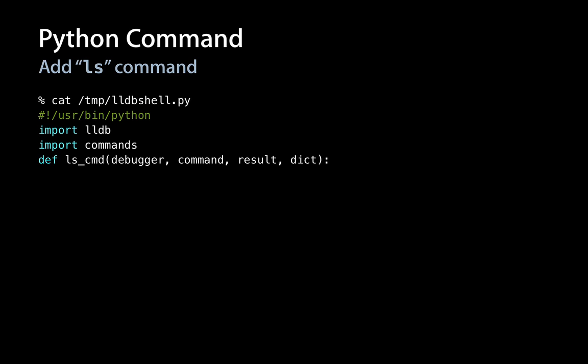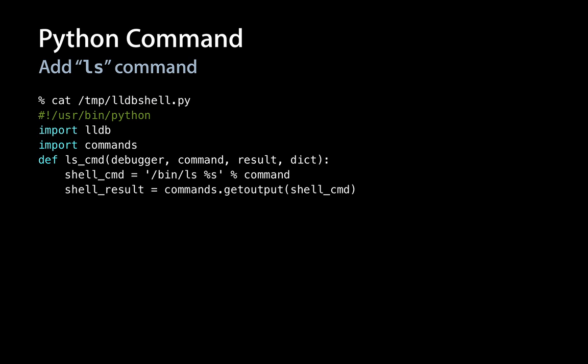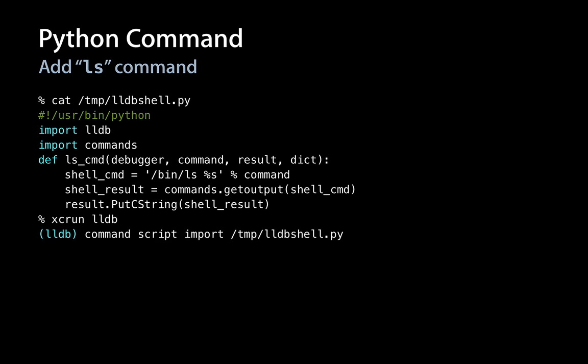And then we create our function. We quickly create a string that we want to go execute. We run it out in the shell and get the result back. And we can put the result right into the result object that was passed in. That simple. Now we run LLDB from the command line. We type command script import and specify a path to our Python file. And now we need to bind up a new command to the actual function inside of that file itself.